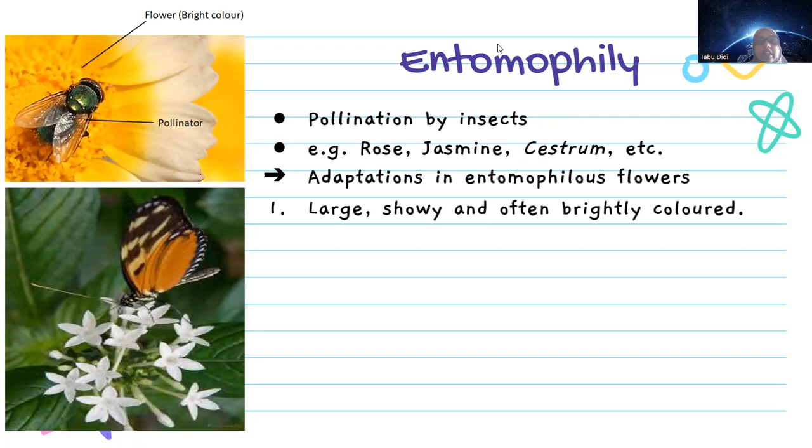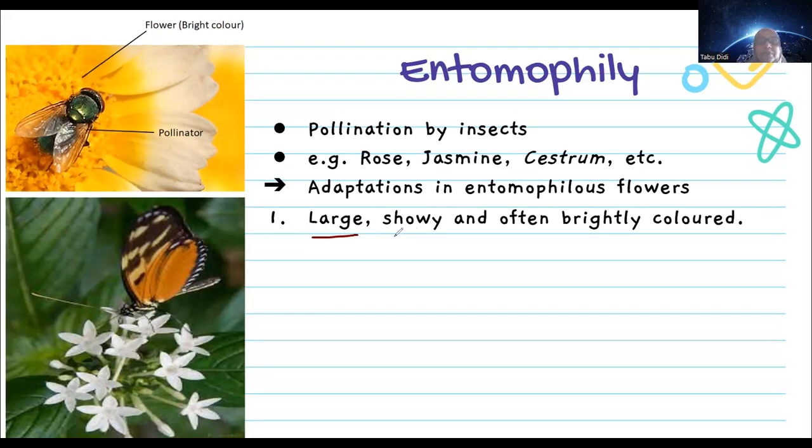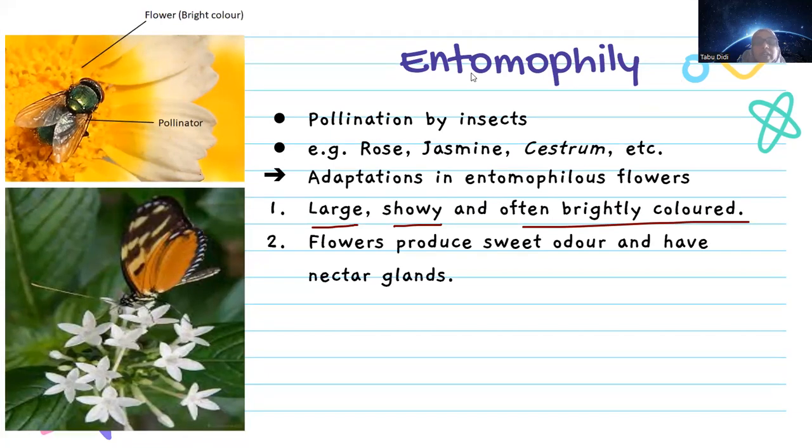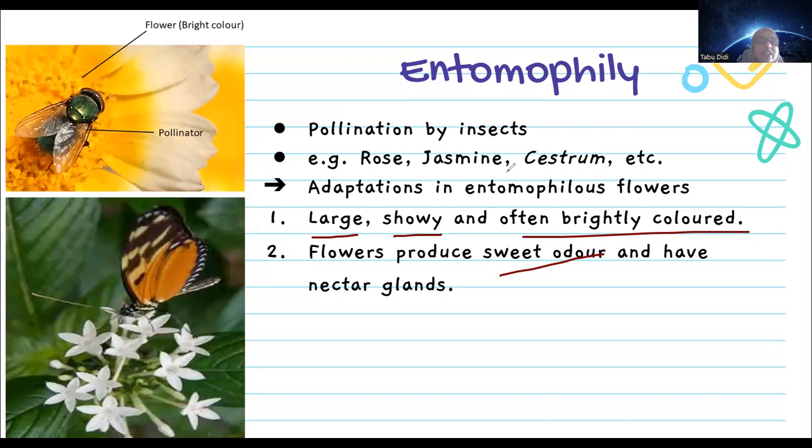The flowers will be very big, very large, nice, attractive, showy, and mostly in very bright colors. They will also produce a sweet smell, sweet odor like rose and jasmine. You know the smell of it, and they will have nectar glands also, because these insects will come there not to pick up the pollen grains. They will come there to have their food, their nectar. As and when they are having the food, they happen to pick up the pollen grains from the anther. So the pollen grains sort of stick to their body.